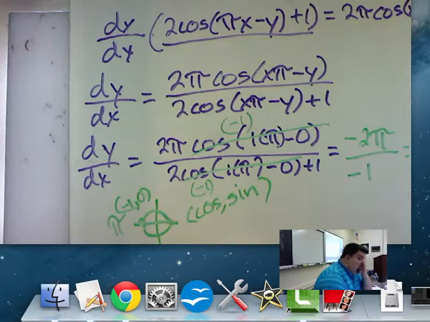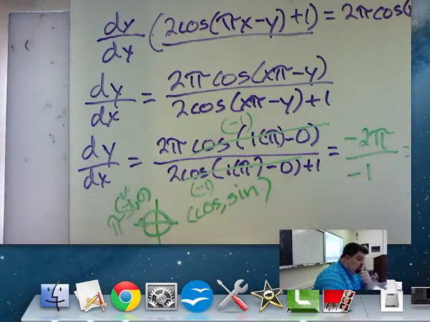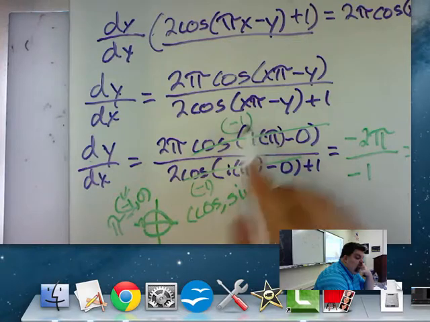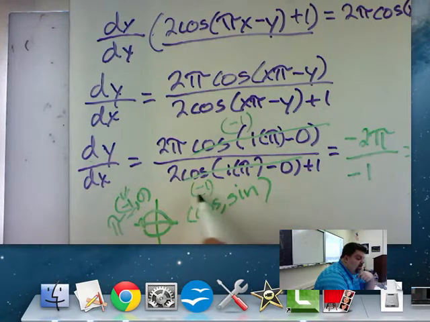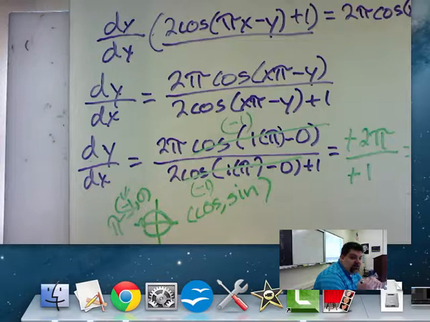Now I skipped a step. Is that throwing anybody off? If it is, let me know. I'll explain it to you. We've got 1 times pi, which is pi, minus 0 is pi. So cosine of pi based on the unit circle is negative 1. So this whole term is negative 1. Negative 1 times 2 pi is negative 2 pi. Then over here I've got 2 times cosine of pi, which is negative 1. So we've got 2 times negative 1 is negative 2, plus 1 is negative 1. The negatives cancel, and I've got 2 pi over 1, or just 2 pi.